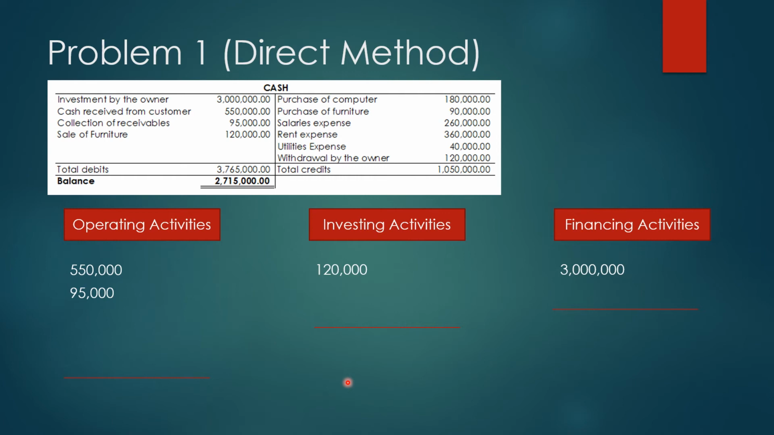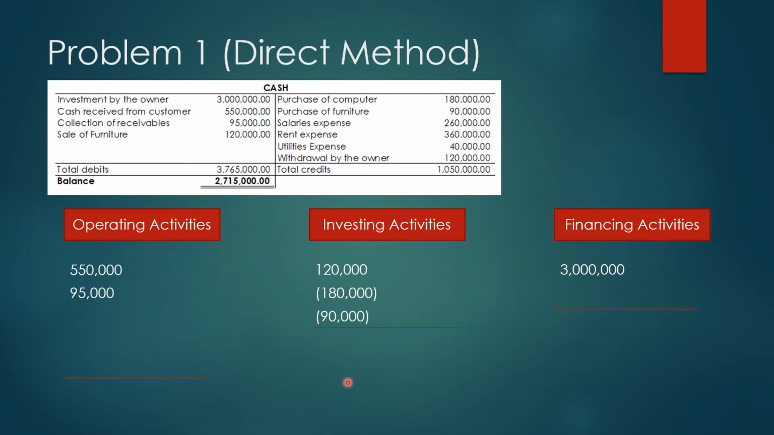Now we go to the cash outflows. So, purchase of computer. You're going to buy a computer. Computer is a non-current asset. Non-current asset is an investing activity. So, the 180 goes into investing, but negative. Why? Because this is an outflow. It's a purchase. Same with the purchase of furniture. So, same logic. Just apply that.